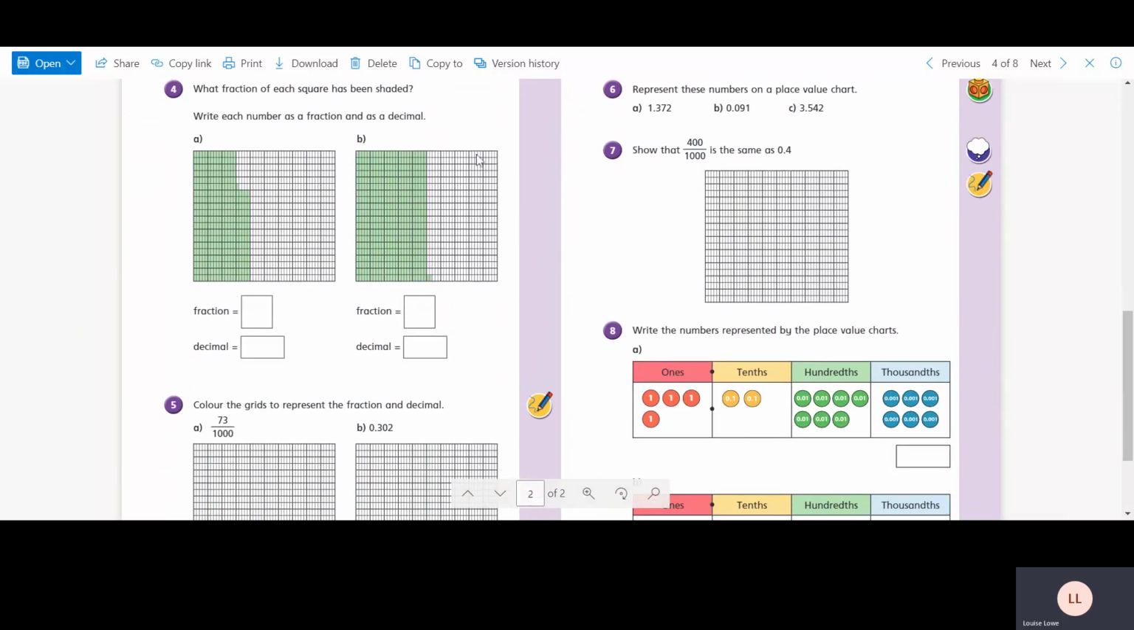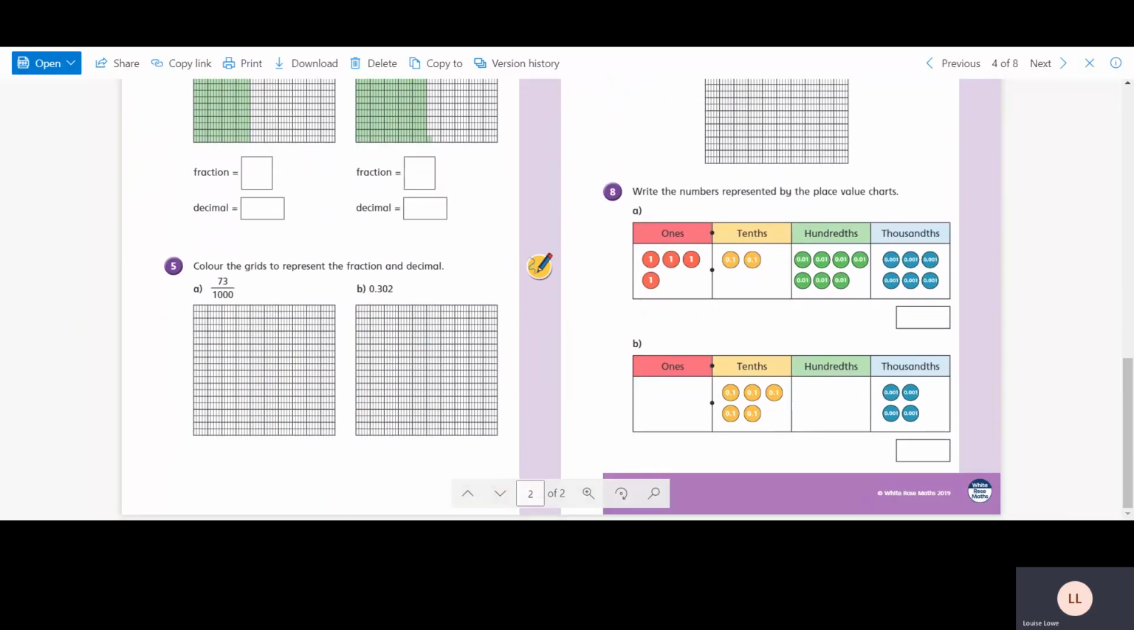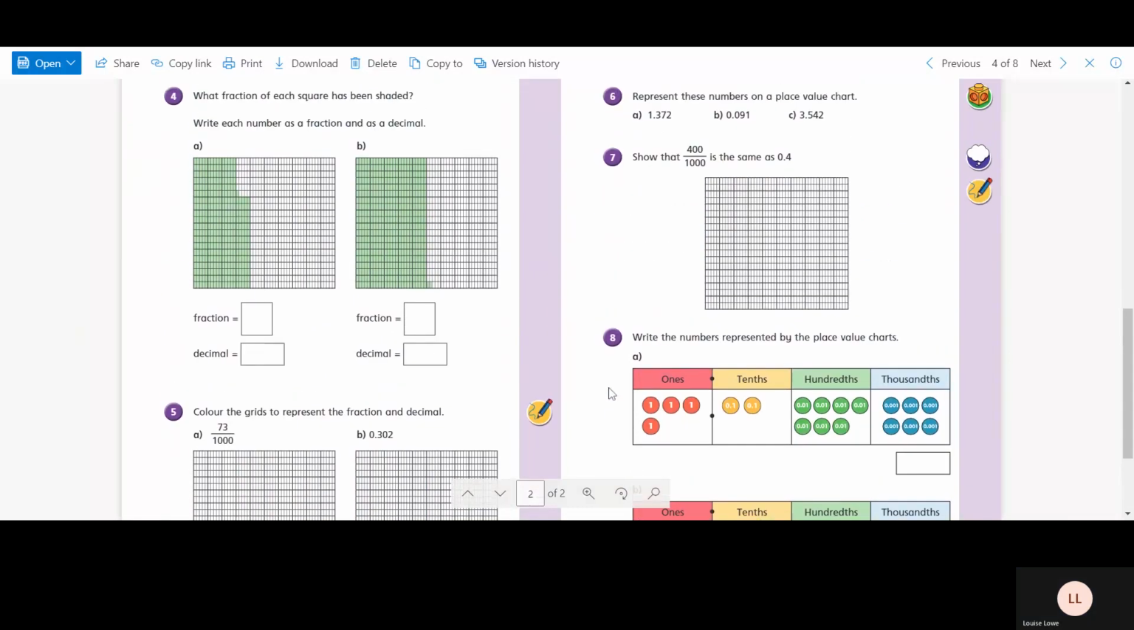Question 4, what fraction of each square has been shaded? Write each number as a fraction and a decimal. So very similar to question 3, remembering that this is a 1,000 square and not a 100 square, which is what we're used to looking at. Again, this one underneath here, they've given you the fraction in A and the decimal in B, and you've got to do the shading. I think that's pretty self-explanatory.